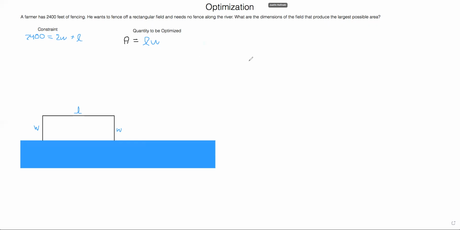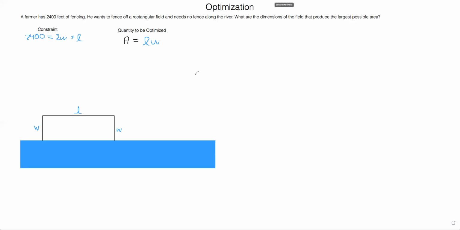So we have a constraint and a thing we're trying to optimize. How do we take it from here? What would be the next logical step? The next logical step would be to find W and L. Exactly, that is the end goal. But how do we get there? L is a very specific number, and W is a very specific number too, that both produce the maximum possible area.